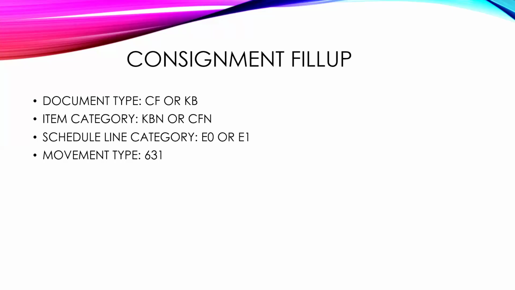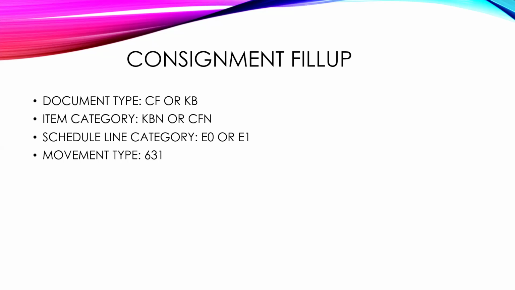We have specific document types for the consignment sales process, so you cannot use your regular order. Just as you use different document types for returns, credit memo and debit memo, in a similar way we use different document types for the consignment sales process. The document type is CF or KB, depending on the system. Item category is KBN or CFN, schedule line category is E0 or E1, and movement type is 631.